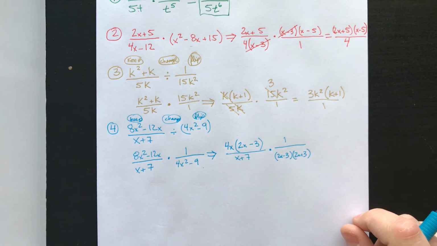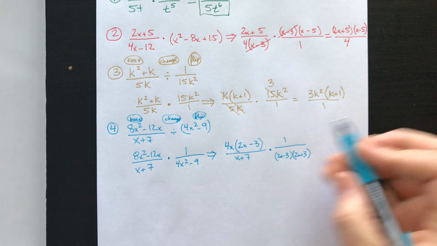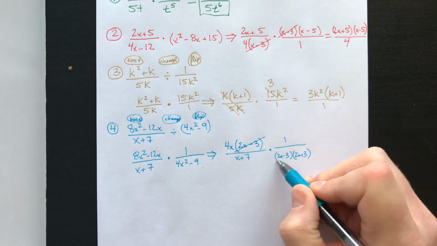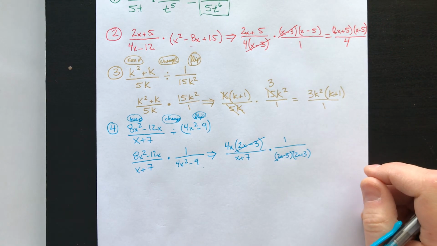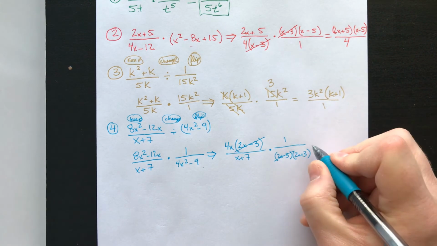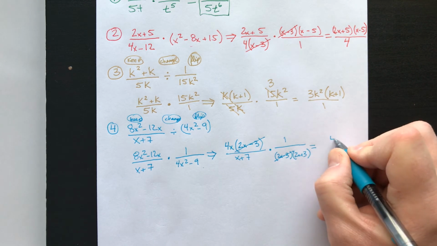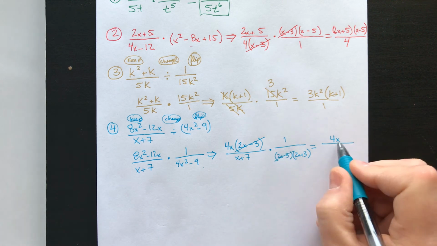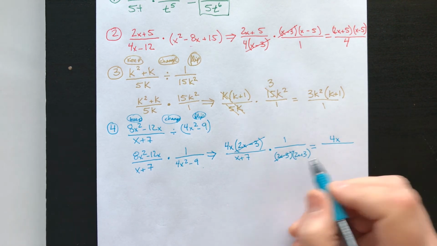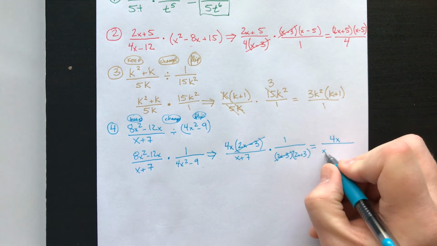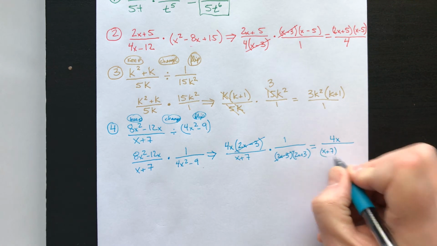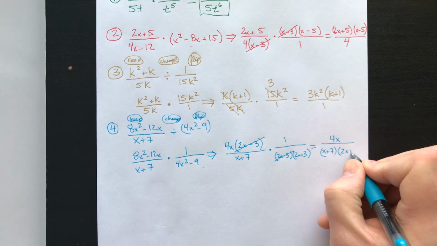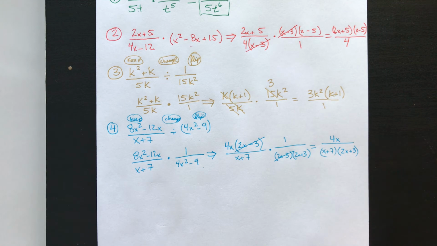All right? So let's start our canceling. What can we cancel? Well, the 2x minus 3 cancels with that 2x minus 3. And I think that's about it. All right? So I think our final answer multiplies straight across. So 4x times 1 is 4x. x plus 7 times 2x plus 3, well, that just stays inside parentheses. And you don't need to multiply that out. That's our final answer. All right there.